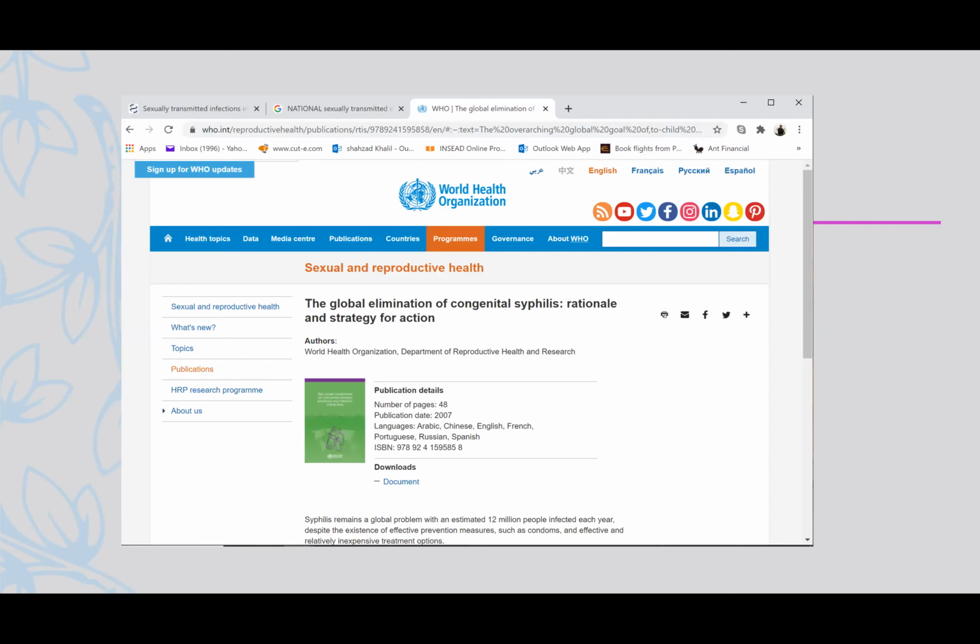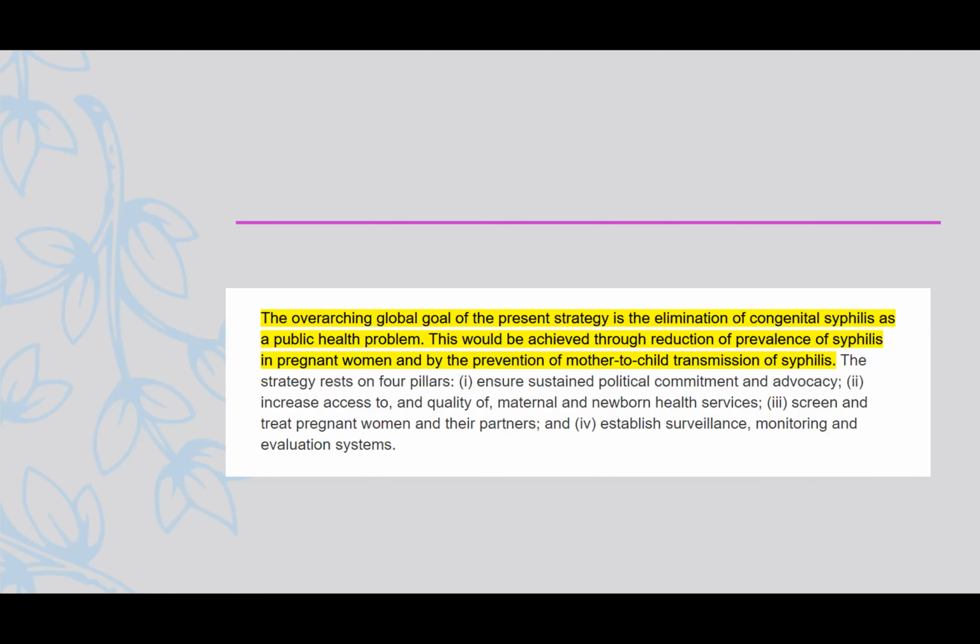Again, one of the documents is the Global Elimination of Congenital Syphilis by WHO. The overarching global goal of the present strategy is the elimination of congenital syphilis as a public health problem. This would be achieved through reduction of prevalence of syphilis in pregnant women and by the prevention of mother-to-child transmission of syphilis. The strategy rests on 4 pillars.